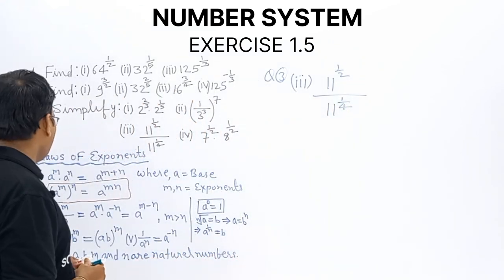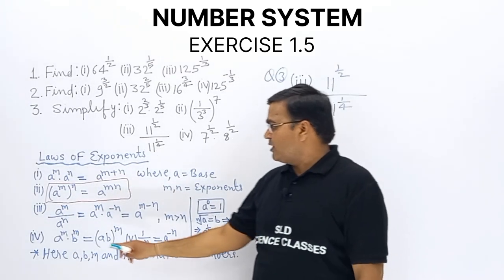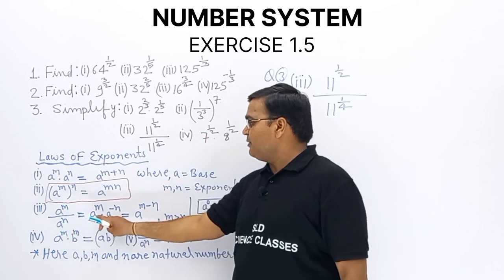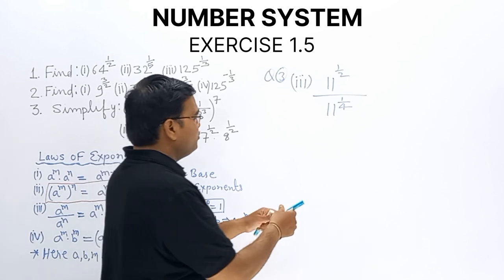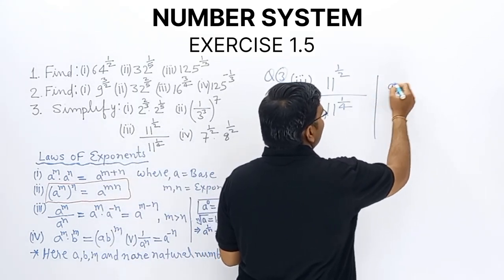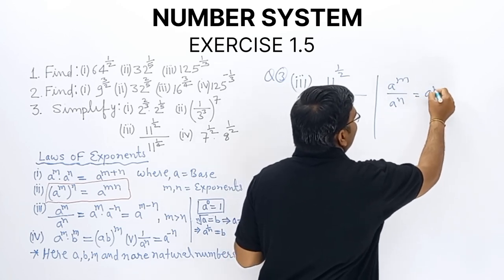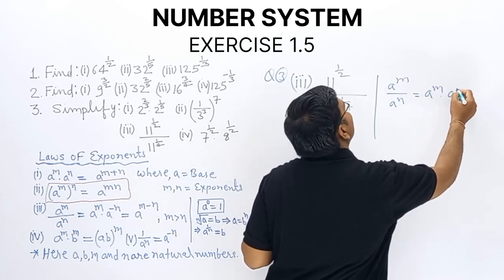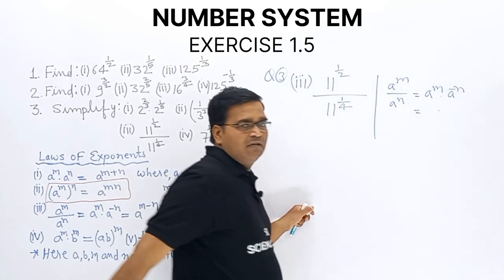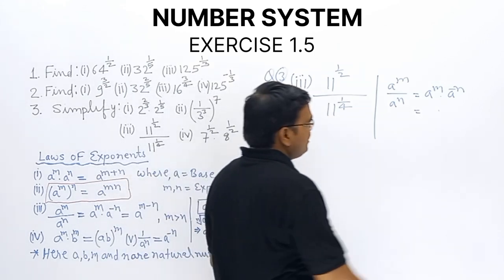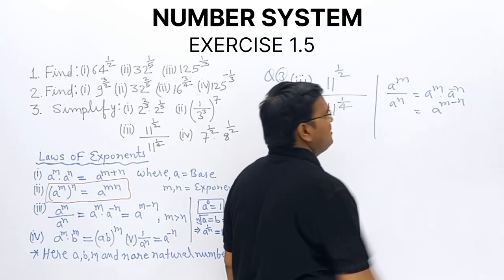Now it is in the form of, in which we will use what? Laws of exponent. A power m upon a power n will be a power m into a power minus n. So what formula we will use in which? Observe. It is in the form of a power m upon a power n. So it will be converted into a power m into a power n with negative, and the result will be, now apply the first law, both exponents are having equal base, so a power m minus n will be the result.